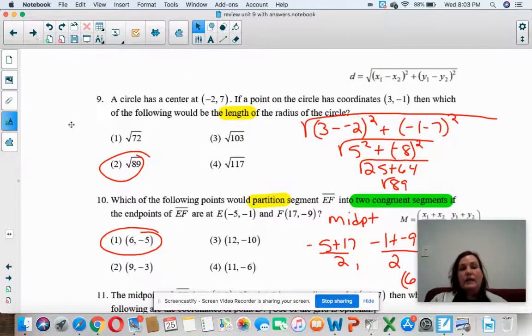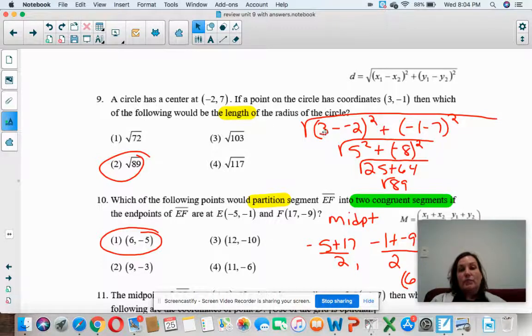Second page, number 9, they give me a circle. They give me the center of the circle, and they give me one of the points on the circle, and I want to find the length of the radius. Notice I highlighted the word length right there. So for the length of the radius, I'm using my distance formula.